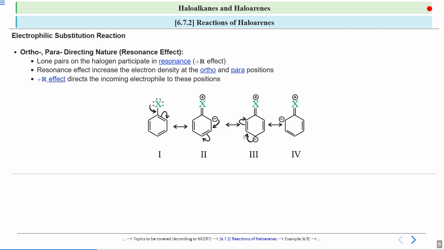So that's why, due to this factor, that the lone pairs of the halogen participate in the resonance, showing the plus R effect, the electron density is increasing at the ortho and the para positions. Due to this, the incoming electrophile will be directed to these positions, the ortho position and the para position. This and this are meta positions, they will not be affected by the resonance.